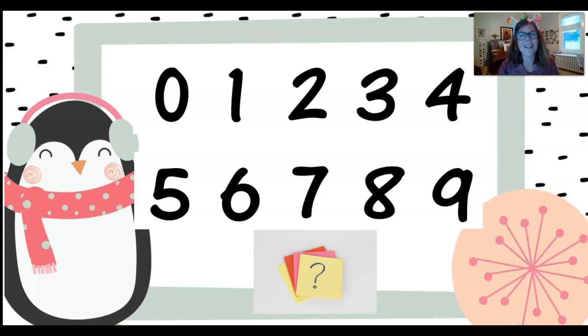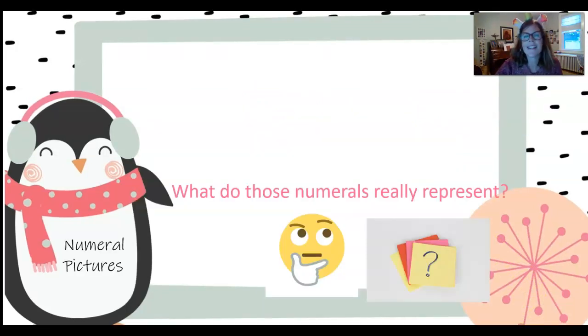But what I want to talk about is, did you ever stop to think that 10 and all the other numerals are really combinations of 0 through 9? That's pretty cool to think about, isn't it? I want you to keep that in mind today as we work. So I have another question for you. What do those numerals really represent? 9, 10, 11. Stop and answer that question.